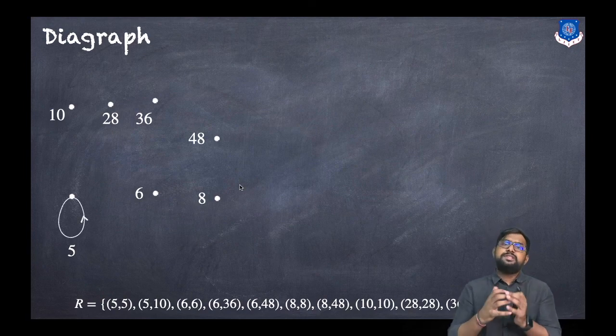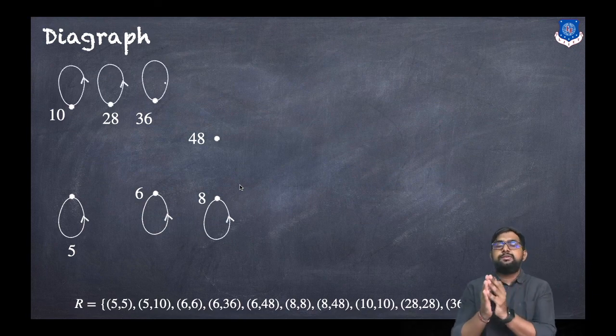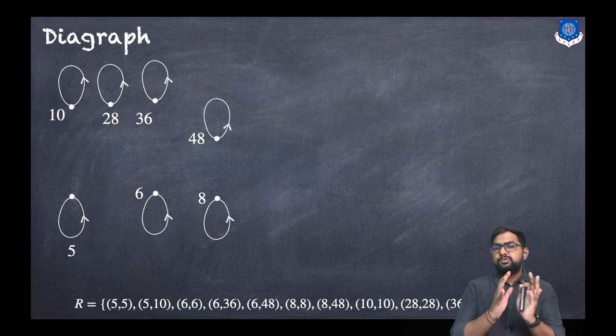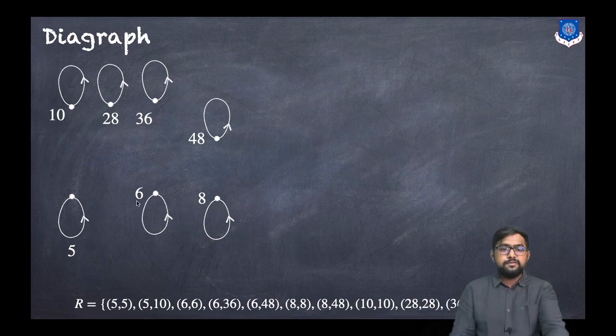So we will draw the self loops. That is 5 divides 5, 6 is related to 6, 8 is related to 8, then 10, 28, 36 and 48. So these loops will be there. Now see, just consider 5. Now this 5 is related to, or 5 divides 10. So this edge will be there with the arrow.